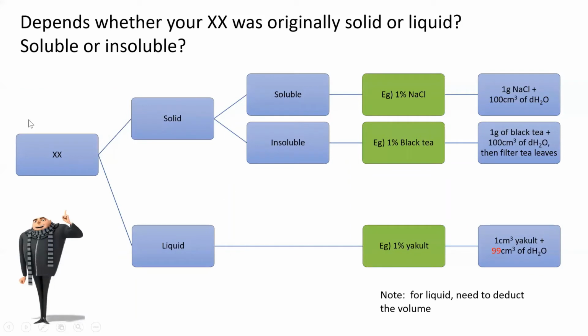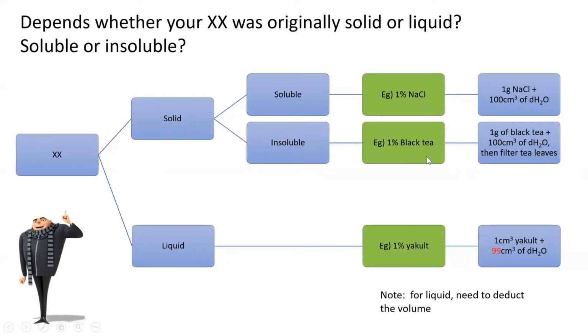You need to look at your source, whether it's solid or liquid, and then you have different approaches. If it's solid, some solid powder, all you need to do is, let's say if I want to make 1%, then it's 1 gram plus 100 cm cube of distilled water. That's very easy. And if it's insoluble, such as if I want to make 1% black tea from black tea leaf, then what you need to do is 1 gram of black tea leaf plus 100 cm cube of distilled water, and then you filter out the leaf.